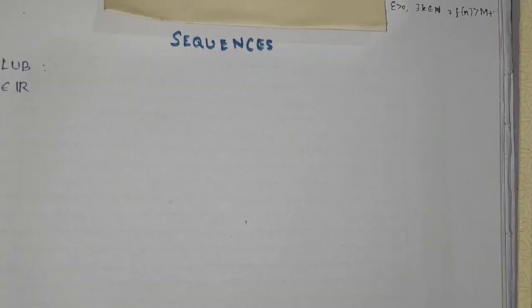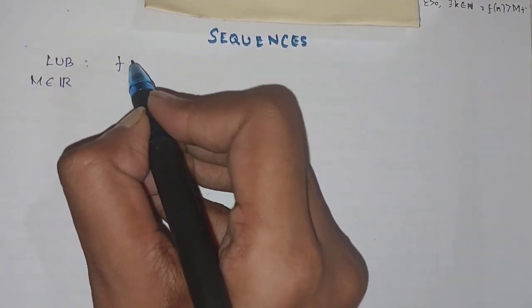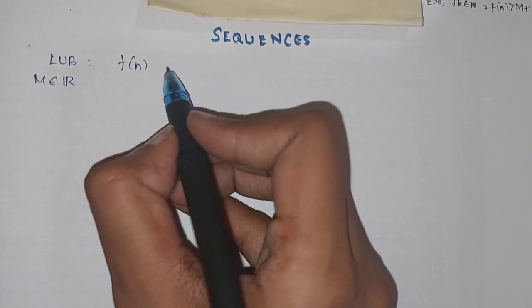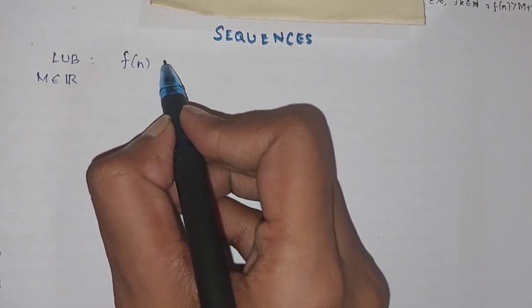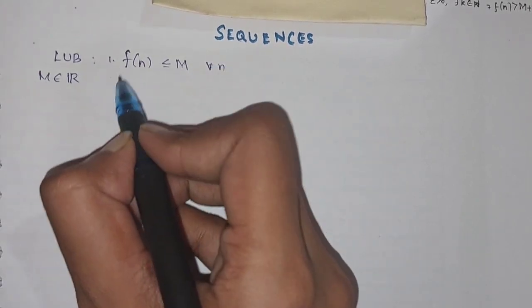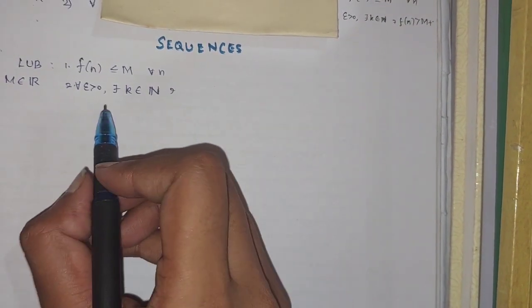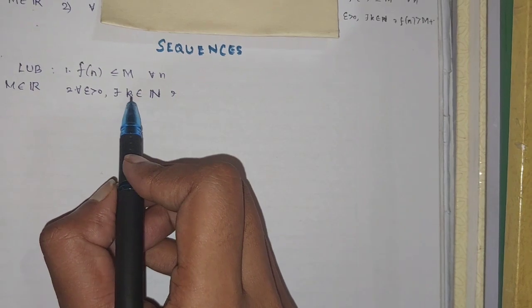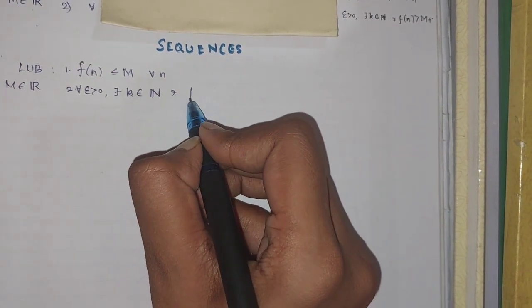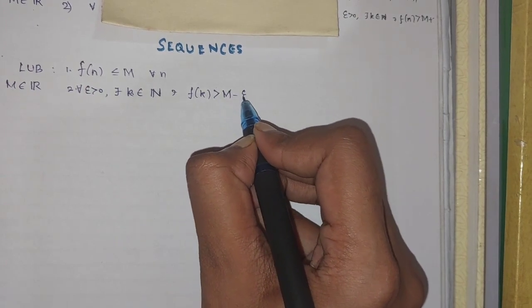Let's write what is LUB. So LUB is the capital M in R, for which f of n should be, you have to be careful what you write, less than or equal to M for all n. And this is the first property. And this is the second property. It states that for all epsilon greater than 0, there is some k belonging to N such that f of k is greater than M minus epsilon.